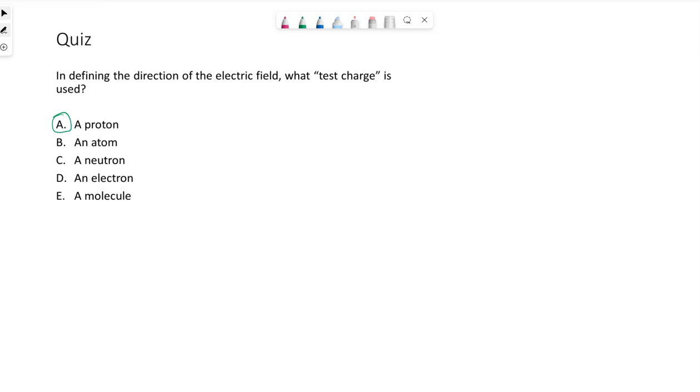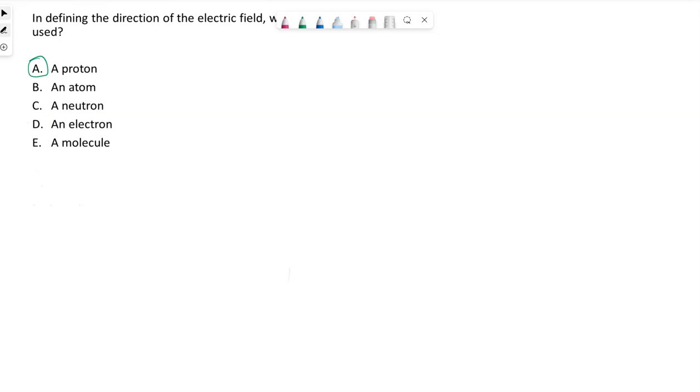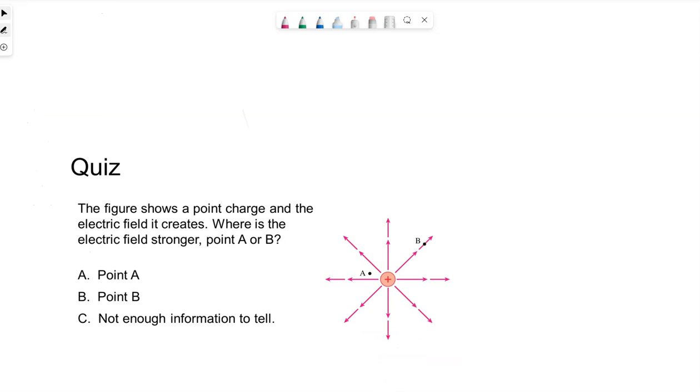So the correct answer is A. If you were watching my videos, I didn't specifically say a proton, but we did define the test charge. Our author defined the probe charge, meaning the same thing, as a positive charge. So the proton is the positive charge in this case. Here's our next question.